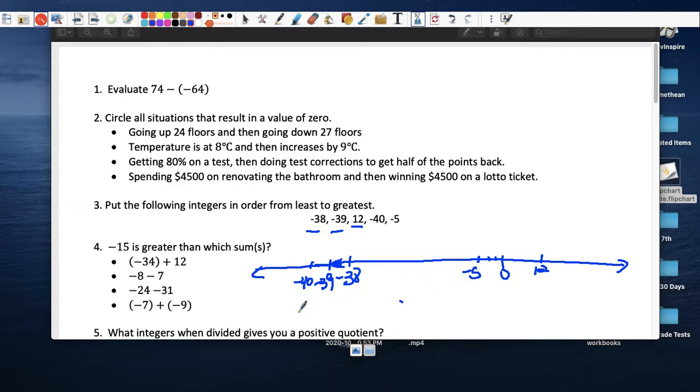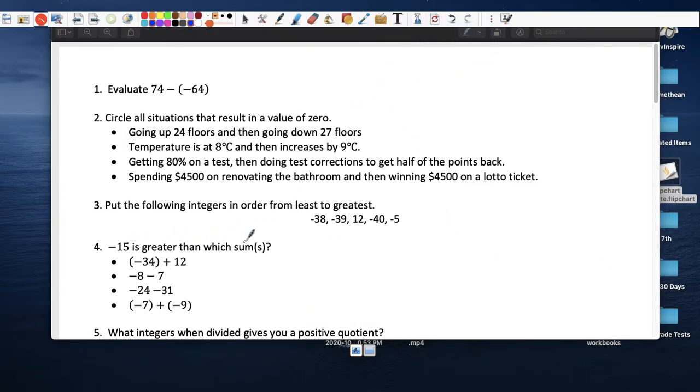So in order from least to greatest, the smallest number is the number furthest to the left, which is negative 40. The second one would be negative 39. Third one in value. Fourth one in value. And the biggest number out of all five numbers is 12. Okay.